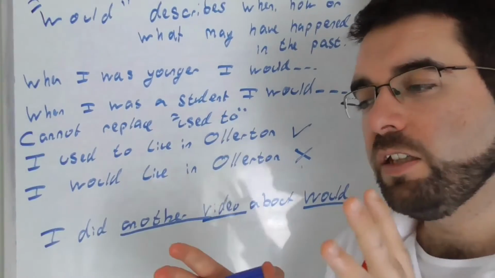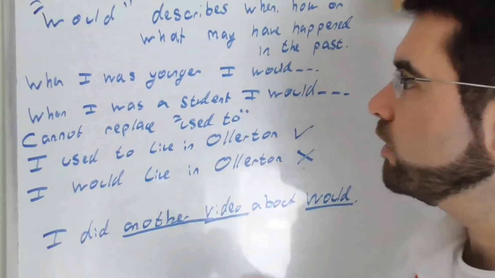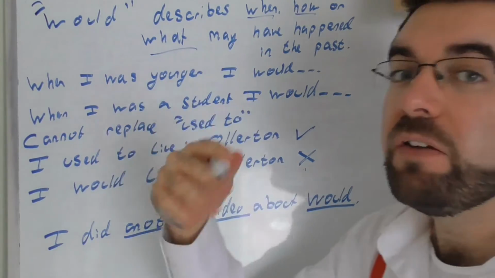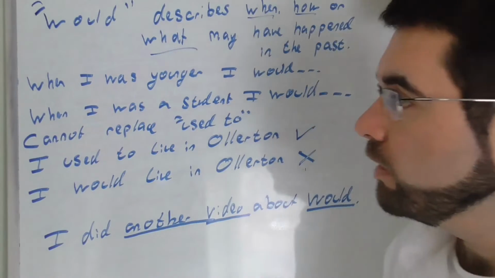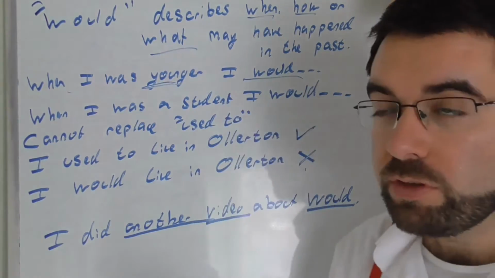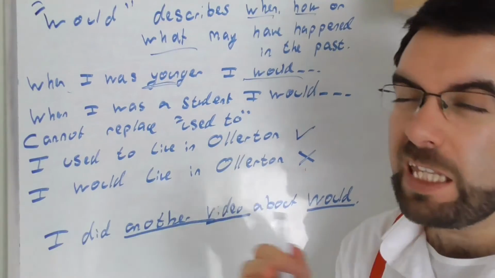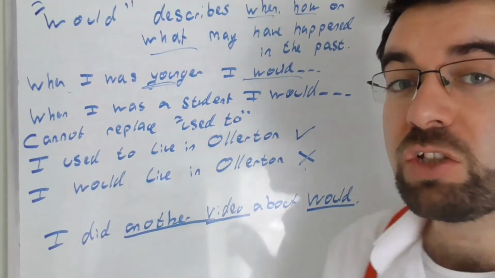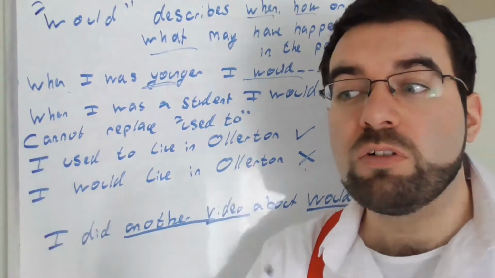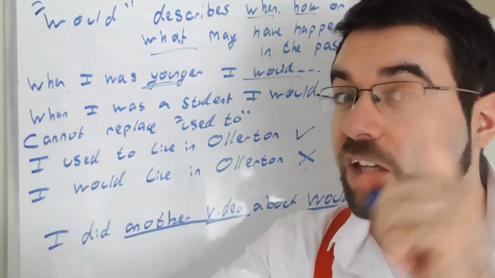I used to do this, I used to do that. You see, would is a little bit different, because would describes when, how, or what may have happened in the past. Like, when I was younger, if things were right and the occasion was good or the weather was good, I would have gone to the forest. I would have played outside if my friends were there.